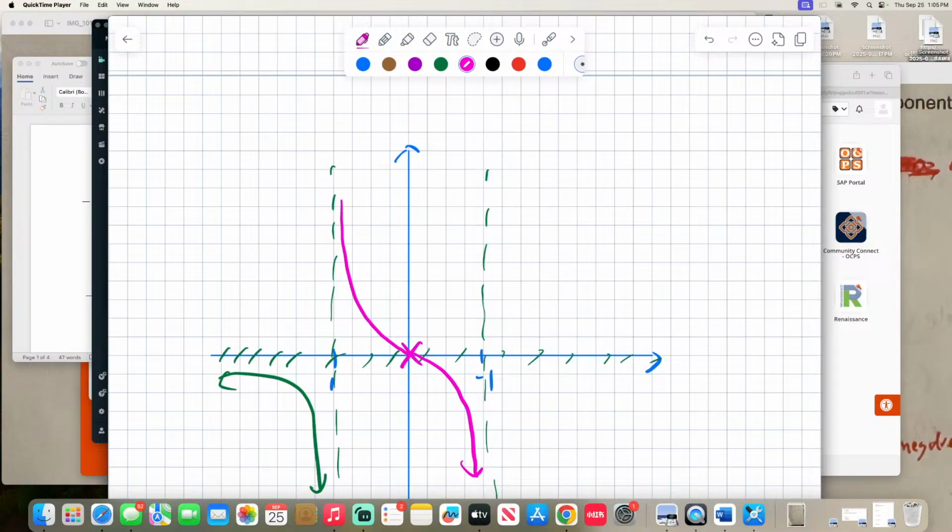Wait, so it goes to horizontal? In the middle region, yes. In the middle region you can, because of the horizontal asymptote.